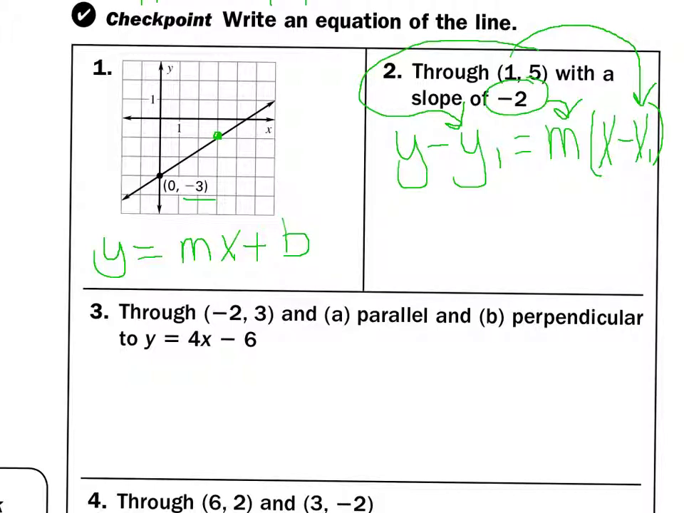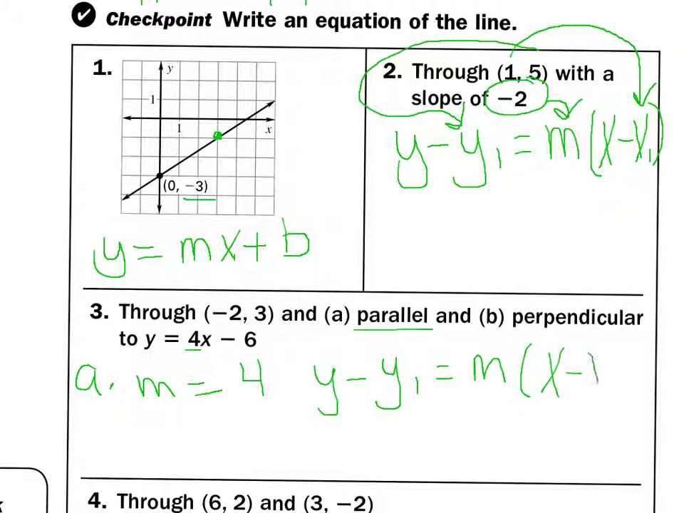Okay, on 3, for the A, figure out the slope for the parallel, so your m will be the same slope that it was, and then use your y minus y1 equals m times x minus x1 formula with this point. And then on B, your slope will turn out to be flipped over opposite, so minus 1/4, and then you're going to use the same formula.